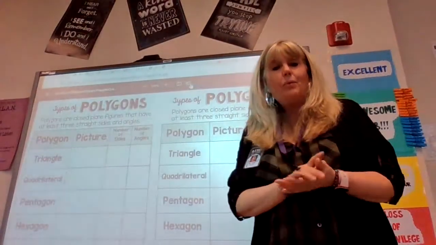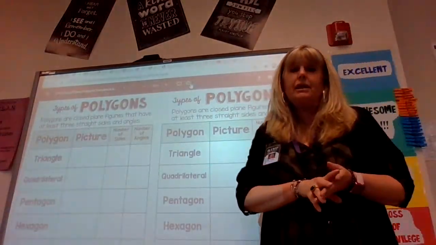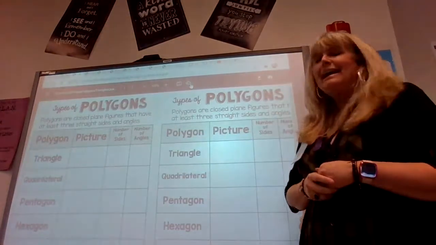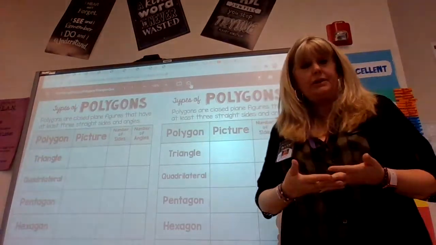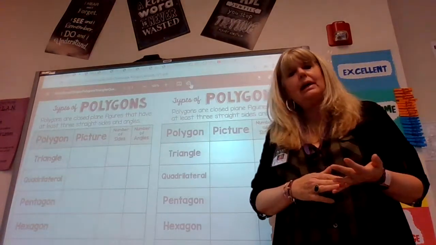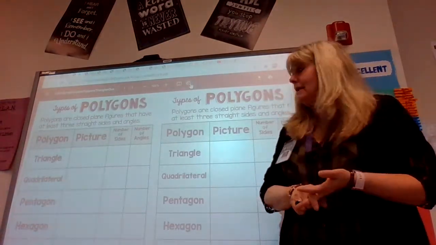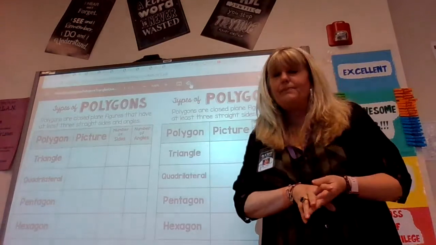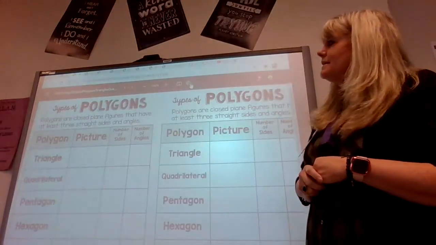Boys and girls, I want to talk to you today about your TEK number 4.6D, and it has to do with classifying 2D shapes. Those are the flat shapes with perpendicular lines, parallel lines, and types of angles. And so the first thing we're going to look at is types of polygons.